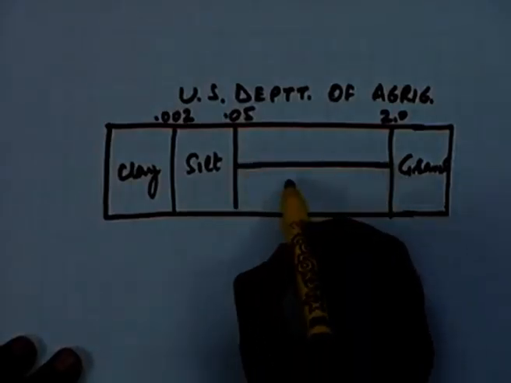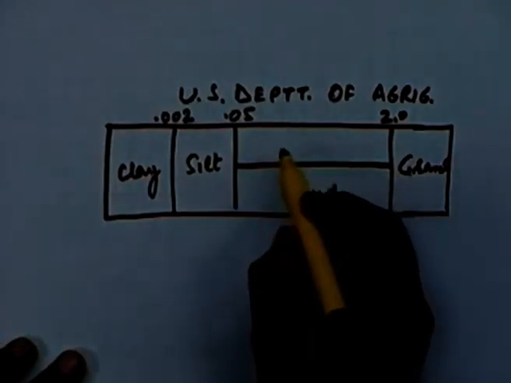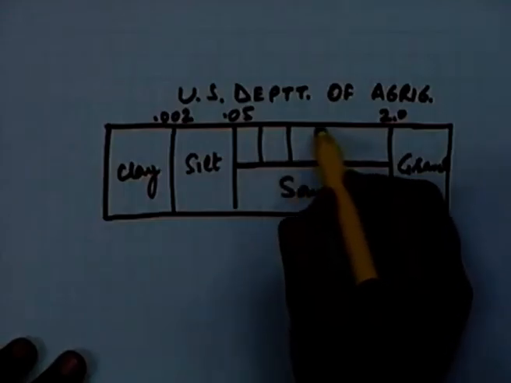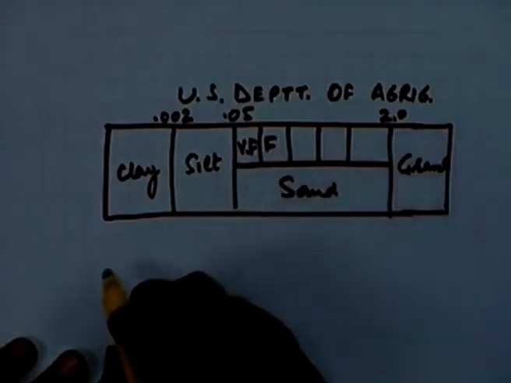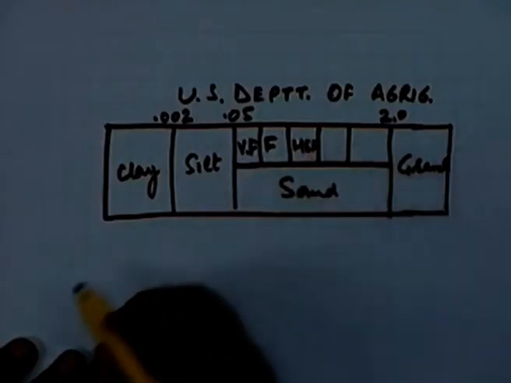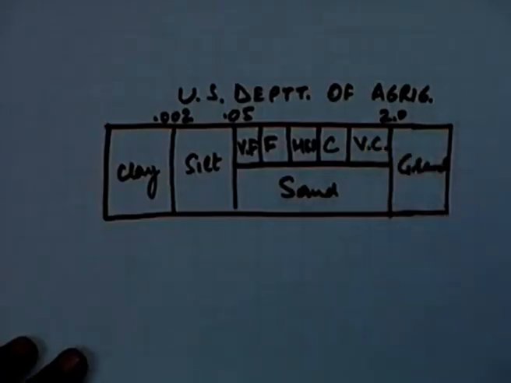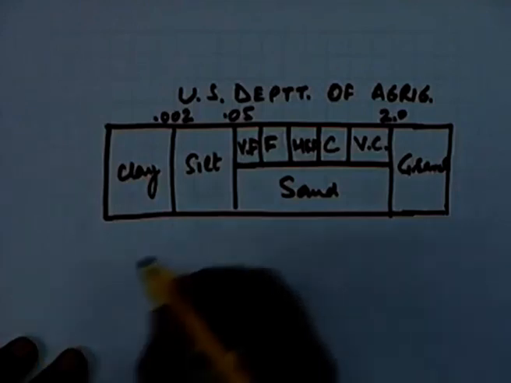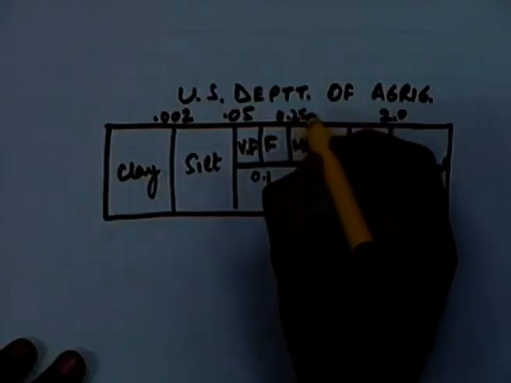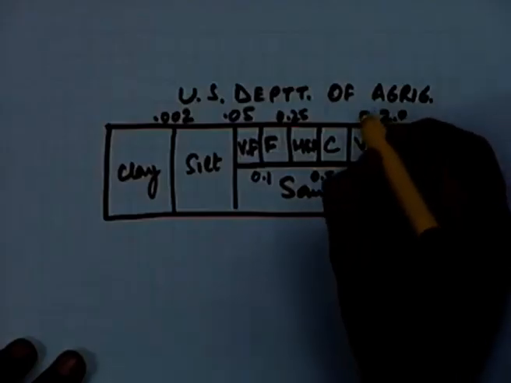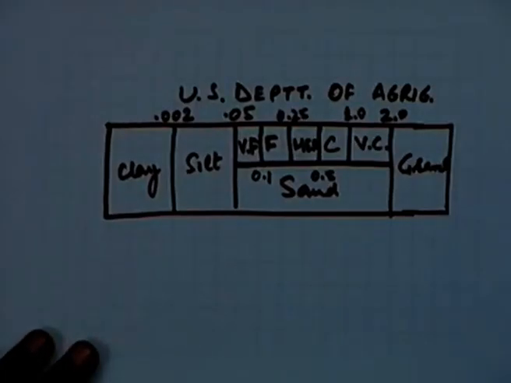As far as the sand is concerned, it is subclassified into five different varieties: very fine sand, fine sand, medium sand, coarse sand, and very coarse sand. And their sizes vary in this manner. This is one typical textural classification.